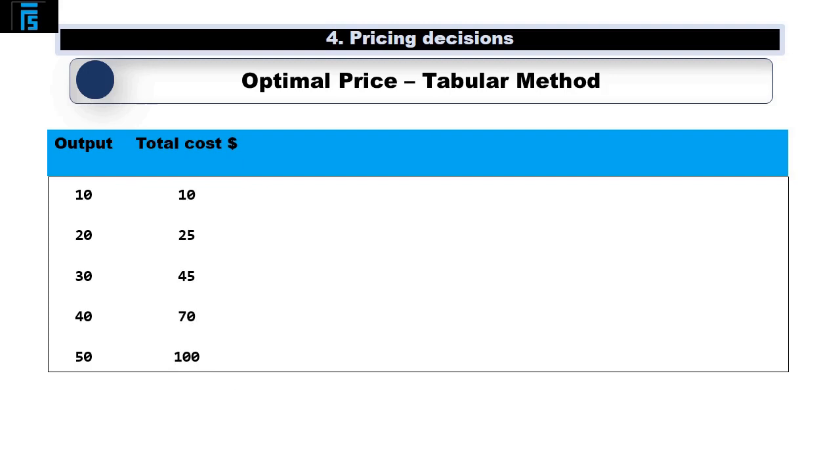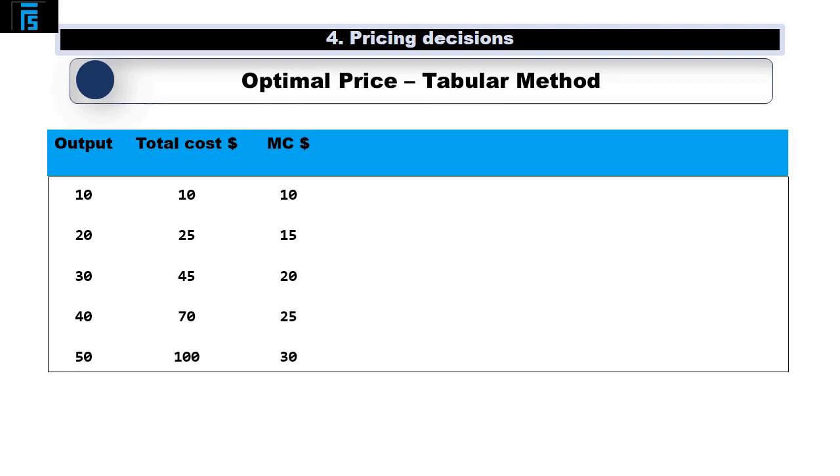So in this case it costs $10 to make 10 units, $25 to make 20 units, $45 to make 30 units, $70 to make 40 units and $100 to make 50 units. We can then work out the marginal or extra cost of making 10 more units at each output level. So to make 10 units from 0 units costs an extra $10.